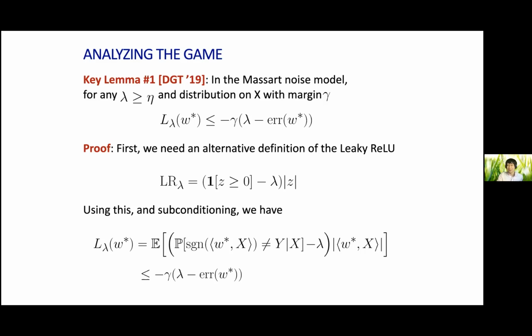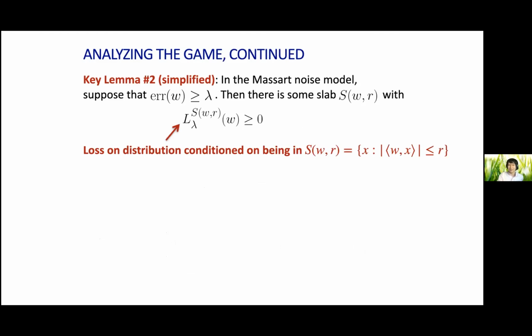And if you use the margin assumption, you can get a quantitative upper bound. So that's the first lemma: for W star, the Leaky-Rayleigh loss is negative. The second one, the key new one, is to prove something about the Leaky-Rayleigh loss being positive. This is where the slab shows up. What we prove is that if you have any half space which is bad, so it has 0,1 loss bigger than lambda, then there is some slab along W where if you restrict to that slab, you get positive Leaky-Rayleigh loss. This notation denotes the Leaky-Rayleigh loss conditioned on restricting to this slab.